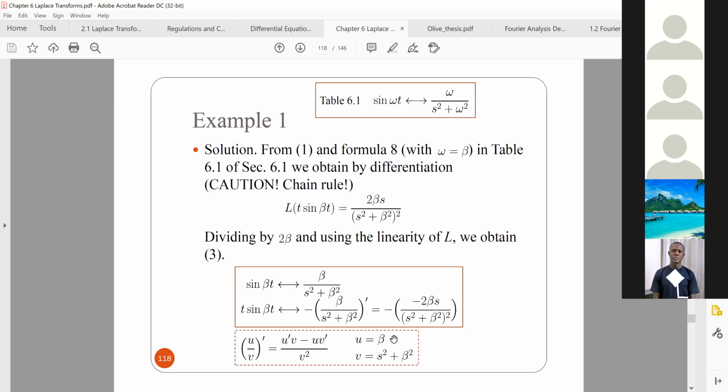So if you take u as beta and v as s squared plus beta squared, that is for sine, okay? Then if you differentiate using this formula, you'll end up with this. I'll give you 2 minutes to try and see if you get it. Just substitute into this formula and you should be able to get this.